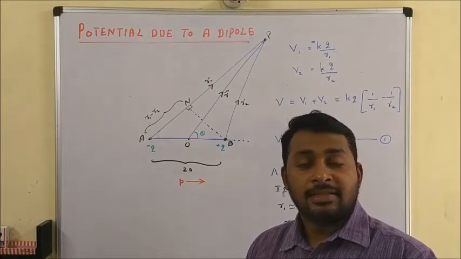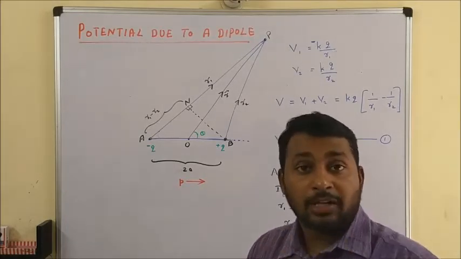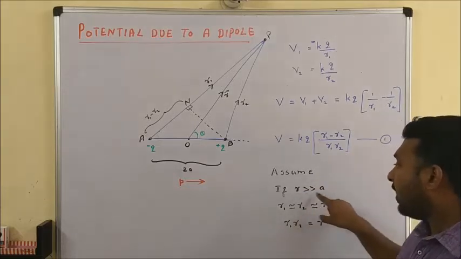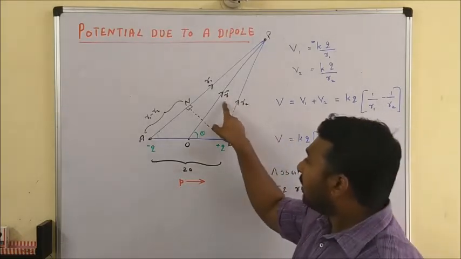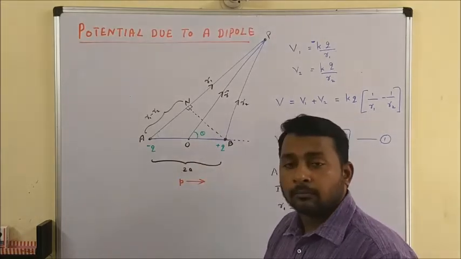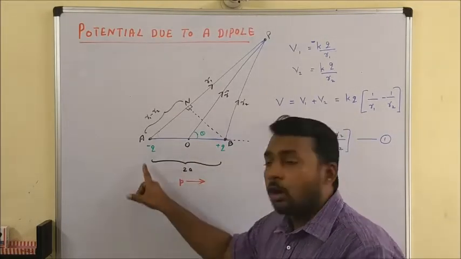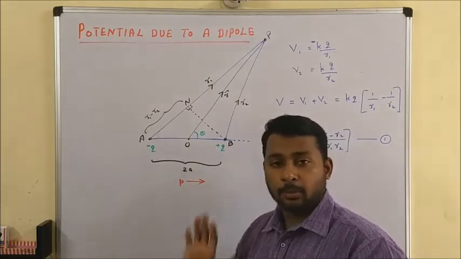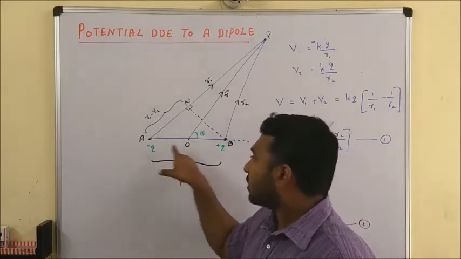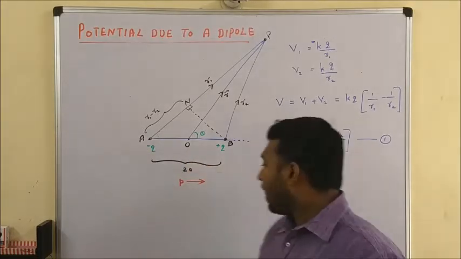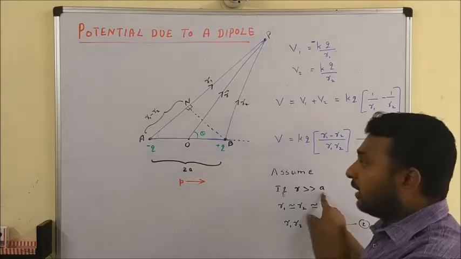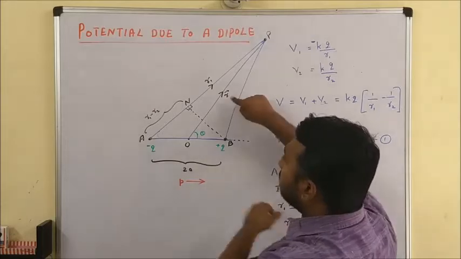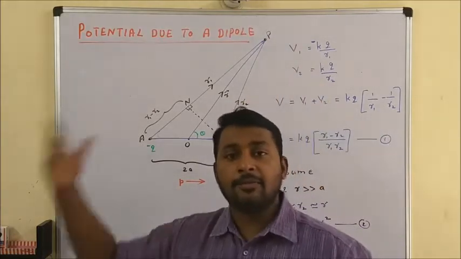Next is the assumption, so I need your full attention here. We assume that r is very much greater than a. Here 2a means the total distance between the charges, and a means half the distance. That means the distance from one charge to the center is a. So if r is very much greater than a, this distance is small with respect to r, so this point P is at infinity.